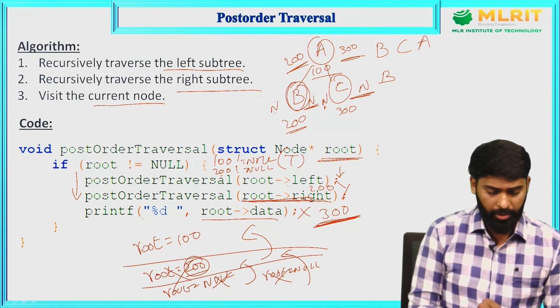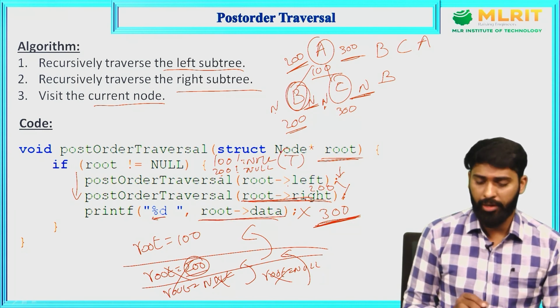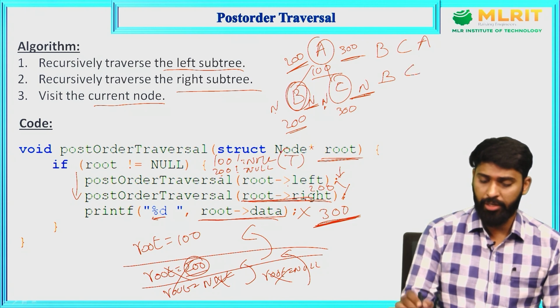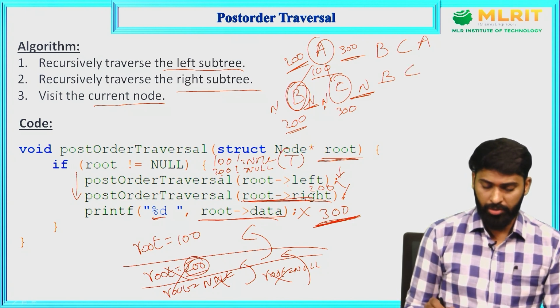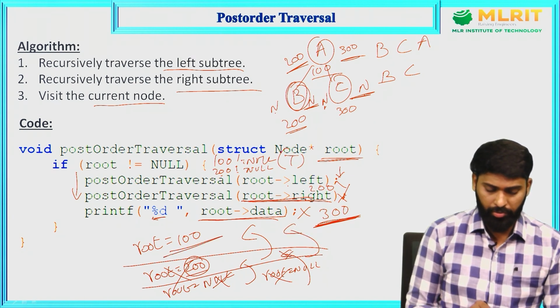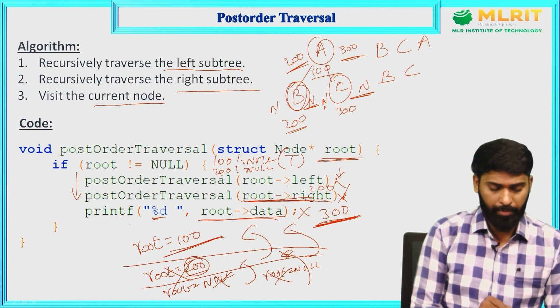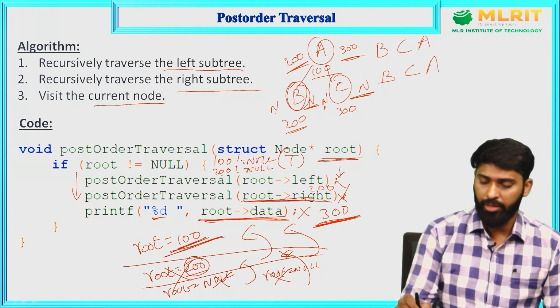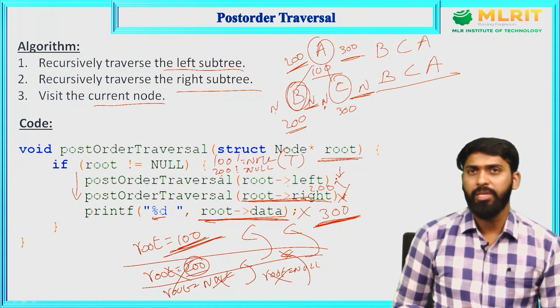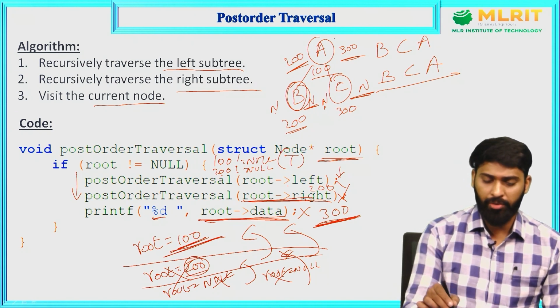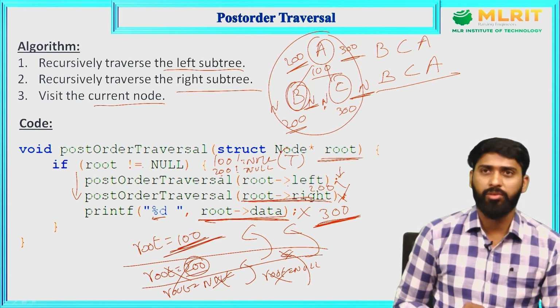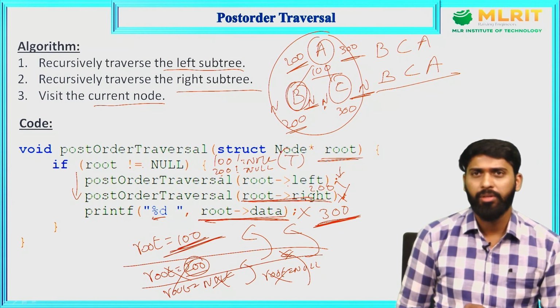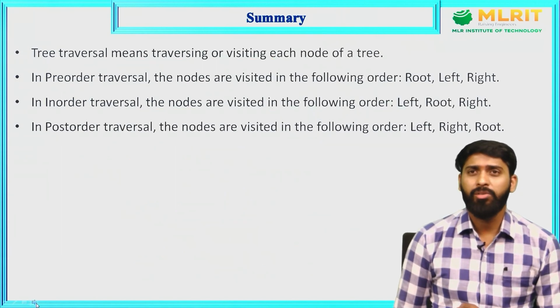So now print the root arrow data. What is the 300 arrow data? C, it displays C. Now these two functions are over. Again move to previous function, now root equals to 100. And finally here printf root arrow data. What is the root? 100. 100 arrow data A. So it displays B, C, A. Okay. So this is about post order. Here I am taking only a small example because of these recursive calls. You can take any example. Procedure is the same.